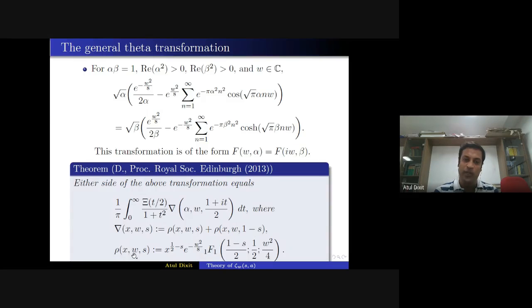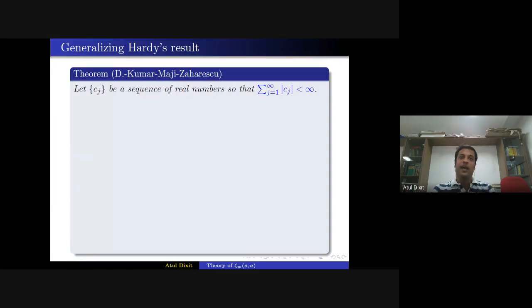So let us look at what happens when w equals 0. So this 1F1 just becomes 1. This exponential becomes 1. And note that here you are evaluating this gamma function at 1 plus it by 2. So here you will get x to the minus it by 2. And similarly from here you'll get x to the it by 2. So that actually gives you a cosine. So w equal to 0 reduces to Hardy's formula.